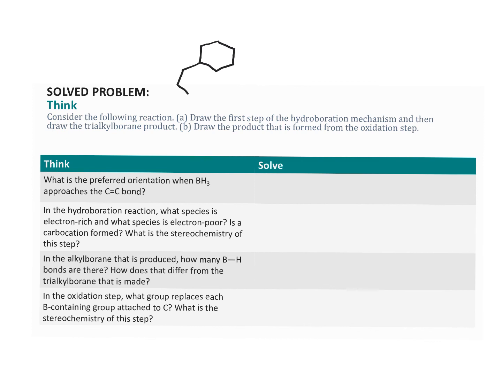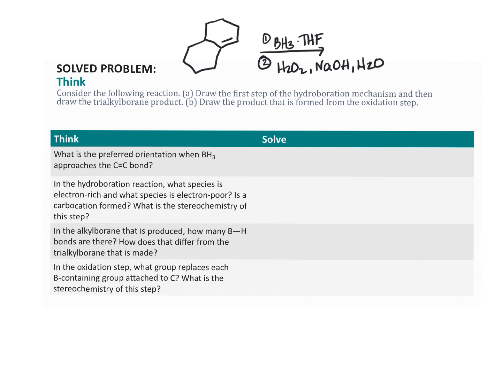Here are the reactants: BH3 THF. That's that boron complex again. And then hydrogen peroxide, sodium hydroxide, this is basic, and water. Okay, we've got our problem here. We've recalibrated. So consider the following reaction. Draw the first step of the hydroboration mechanism, and then draw the trialkyl product, and then draw the product that's formed from the oxidation step.